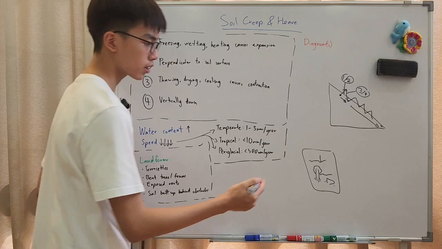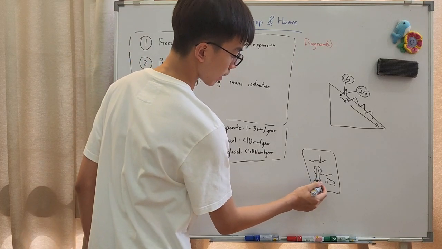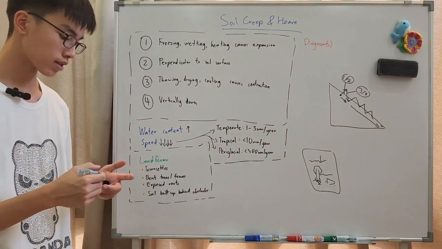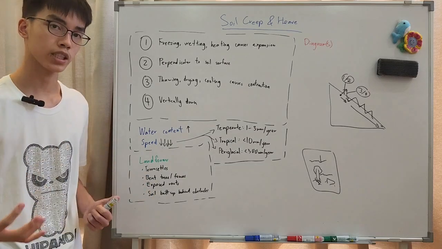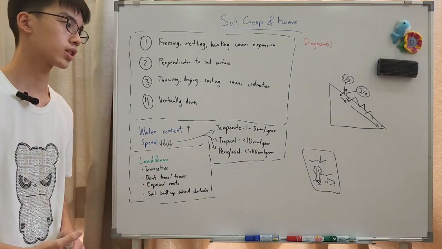Exposed roots as well. If you have trees here, you may have roots like that underground, but your soil is moving, right? So if your soil moves and it bends your trees a bit, you might get exposed roots because your soil no longer covers your roots.